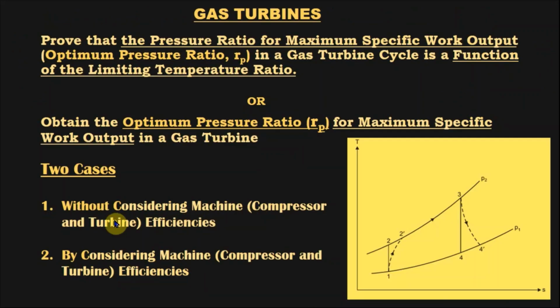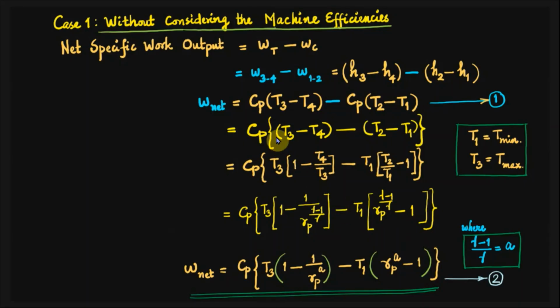We will consider the first case now, that is without considering the compressor and turbine efficiencies. In the case of ideal cycle, the processes involved are 1, 2, 3, 4, 1. 1, 2 isentropic compression, 2, 3 is the constant pressure heat addition, and 3, 4 is the isentropic expansion, and 4, 1 is the constant pressure heat rejection in the cooling chamber. We are familiar with the processes in the ideal cycle already. Straight away we will do the derivation now.